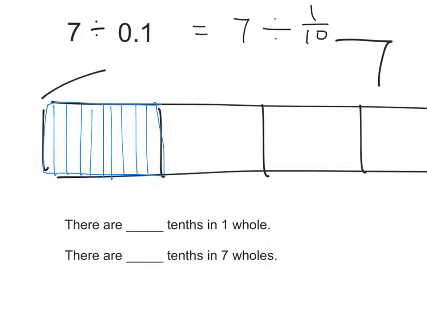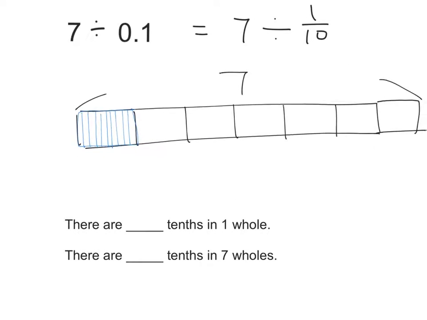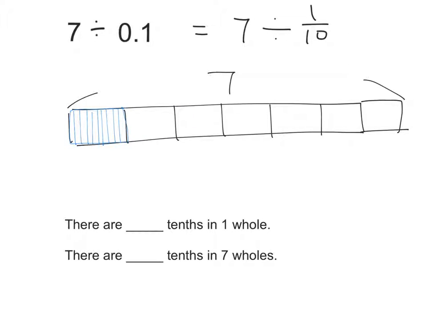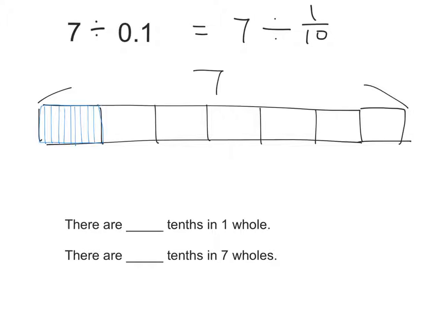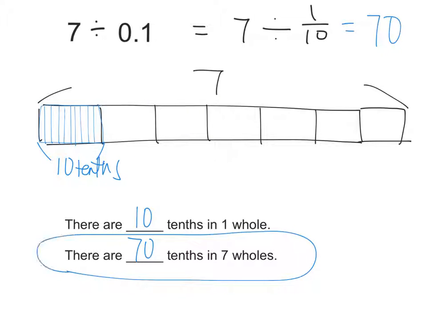So if I did that for each one of these units, how many total pieces would I have? 70, right? Because there are 10 tenths. Do you guys agree that there are 10 tenths in this section? So, therefore, there are 10 tenths in one whole. So how many tenths are there in 7 wholes? 7. So then there must be 70 tenths in 7 wholes. 7 divided by 1/10 equals what? 70. Because there are 70 tenths in 7 wholes.